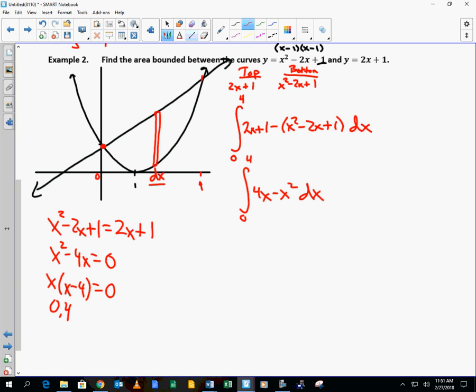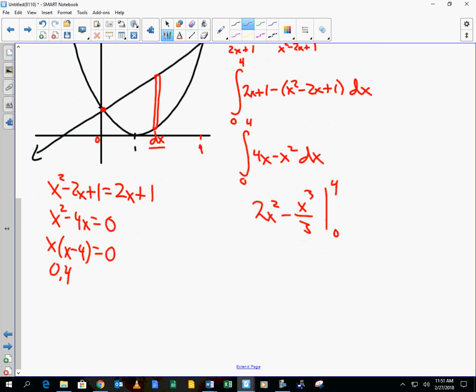The antiderivative of 4x. Plug in 4. 4 squared is 16 times 2 is 32. What is 4 cubed? Minus 64 thirds. Find a common denominator. 32 multiplied top and bottom by 3, I get 96 thirds. Minus 64 thirds is 32 thirds.